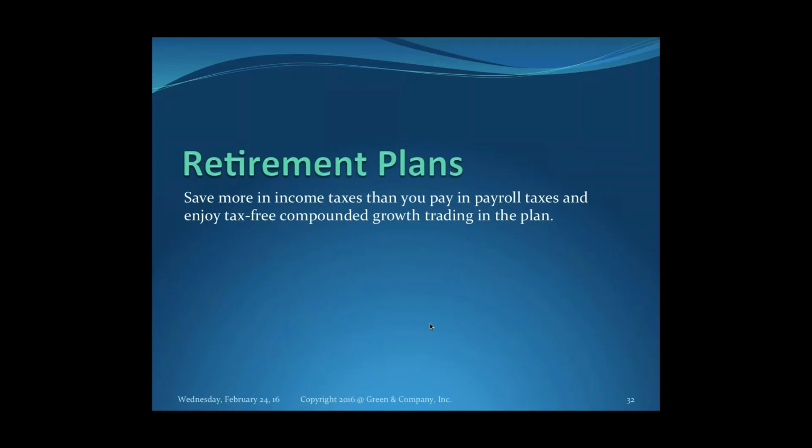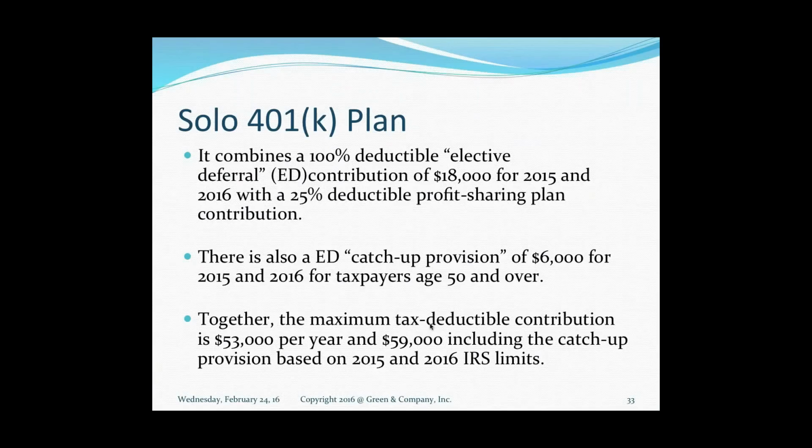Now, retirement plans. You can save more in income taxes than you pay in payroll taxes and enjoy tax-free compounded growth trading in the plan. So the solo 401k plan is best. It combines a 100% deductible elective deferral of $18,000 for 2015 and a 25% deductible profit sharing plan. There is also an elective deferral catch-up provision of $6,000 if you're age 50 or over. Together, the maximum tax deductible contribution is $53,000 per year. Just need wages of $140,000 to get there, and $59,000 if you're 50 or older.